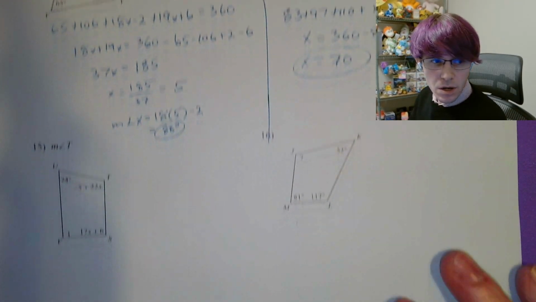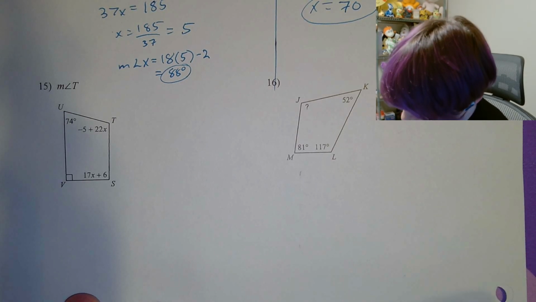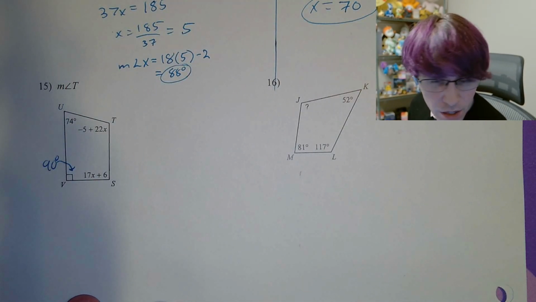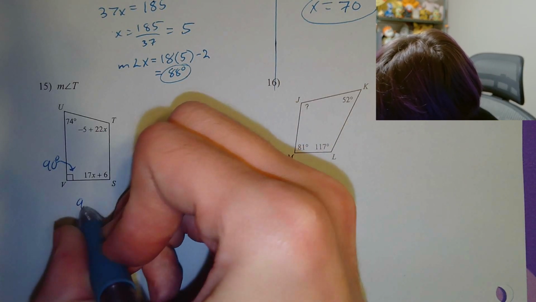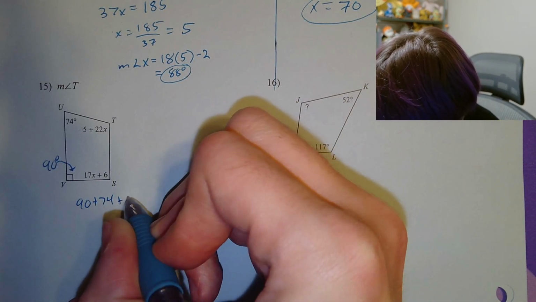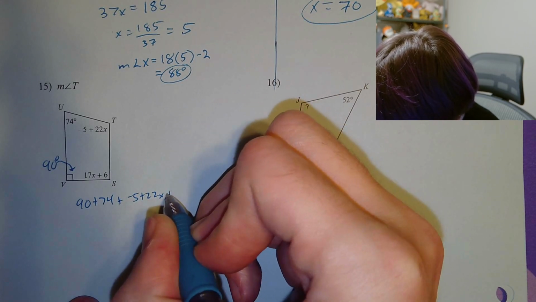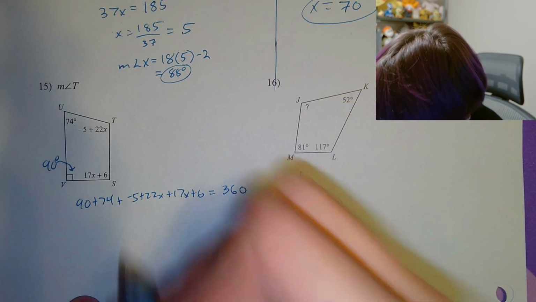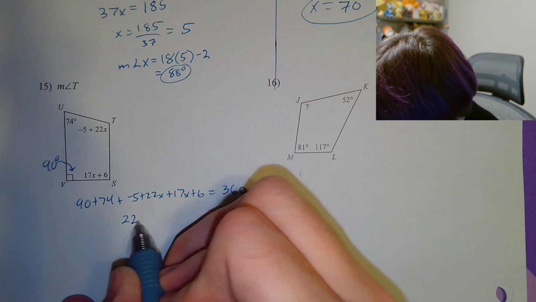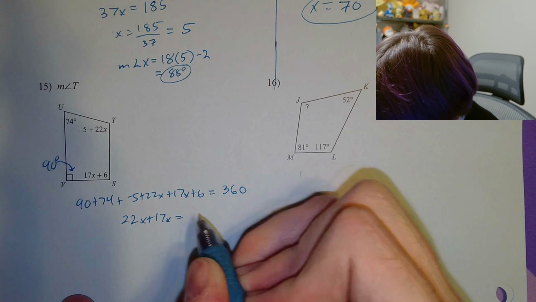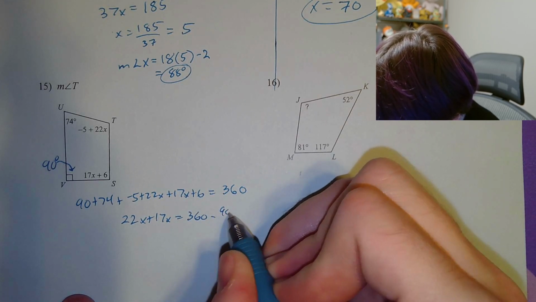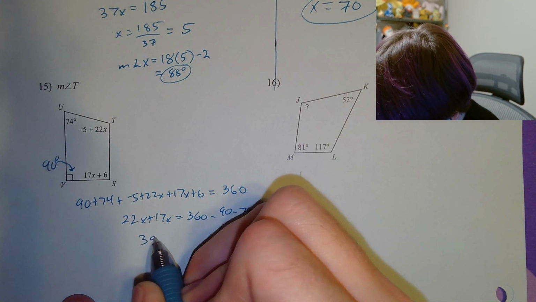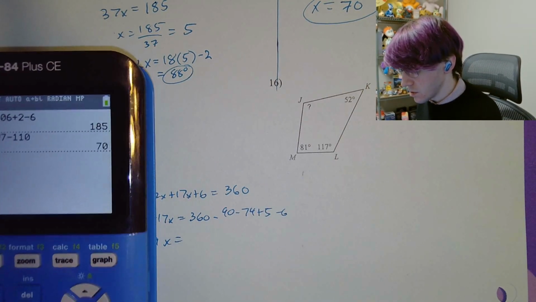Continuing on, we're going to do question number 15. Same exact concept, remembering that this guy right here is a 90-degree angle. Don't forget that. So we'll have 90 plus 74 plus negative 5 plus 22x plus 17x plus 6 is equal to 360. Same exact idea as that previous one. 22x plus 17x equal to 360 minus 90, minus 74, plus 5, minus 6, 39x equals, here's my laziness again. You can see it's always on subtraction.